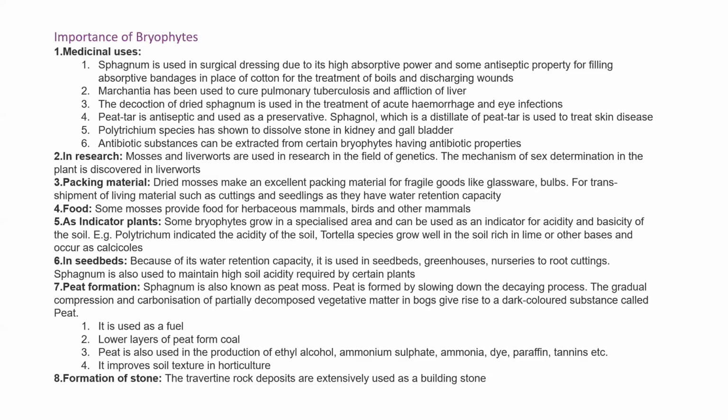It is also used for the production of some ethyl alcohol or paraffin. Okay, and it is mixed with the soil and used for cultivation purposes. We call it peat soil. It is mixed with soil because it is rich in minerals. Okay, it is organic, so it is rich in minerals.